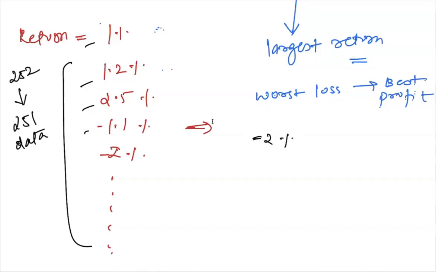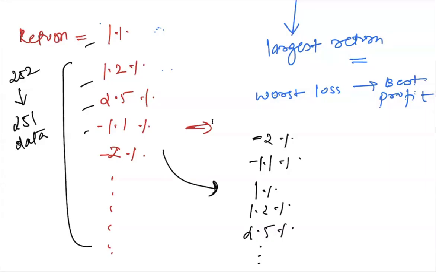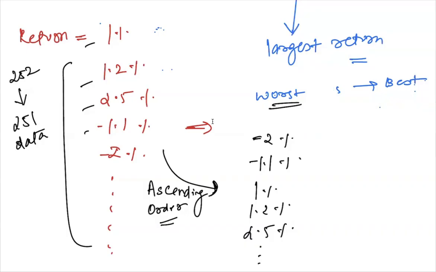So let's say we have something like this. When we arrange this into ascending order, which is the smallest return to the maximum return, first is -2%, -1.1%, then we have 1%, then 1.2%, 2.5%, and so on, right? So this is how you convert your returns into ascending order, from your smallest return, your worst loss, to your maximum return. So instead of loss, I'll say worst return to your best return.